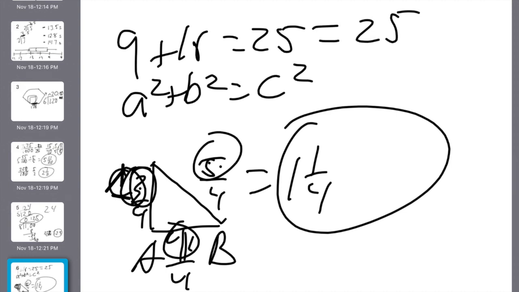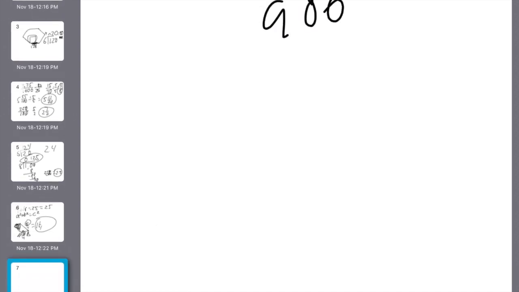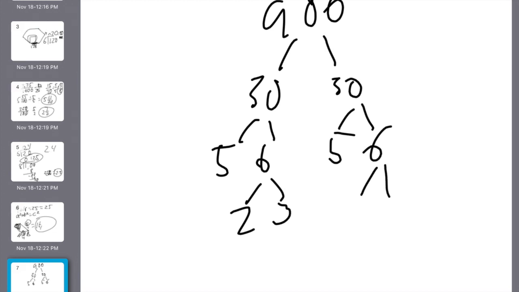Turning your answer key over. Number 16, make a factor tree to show the prime factorization of 900. They even told us this first step, start with 30 and 30. That's 5 and 6. That's 5 and 6. That's 2 and 3. That's 2 and 3. A is done.